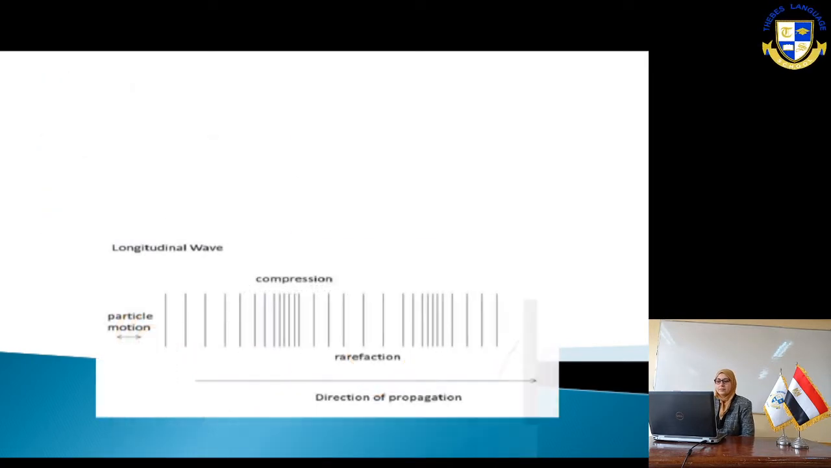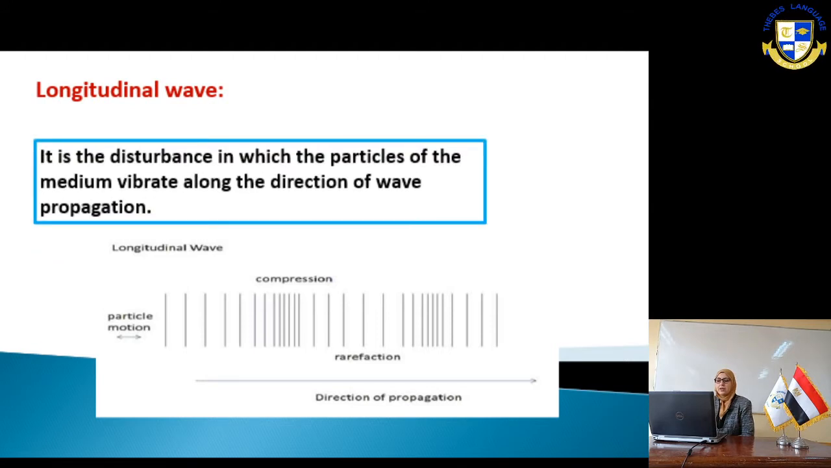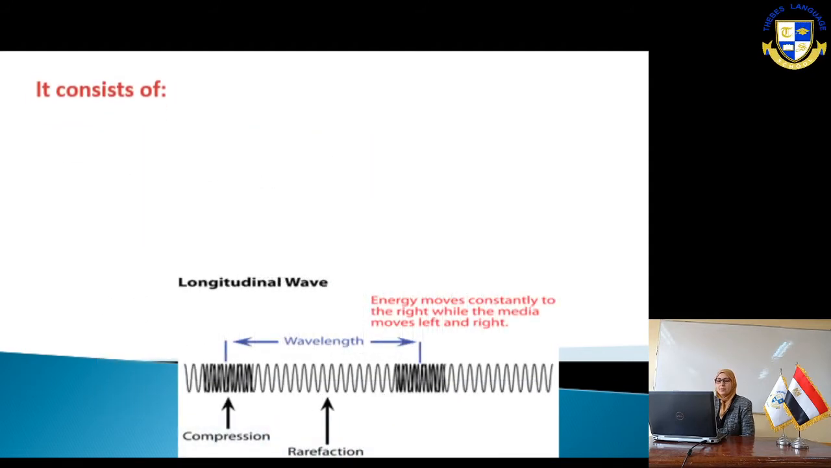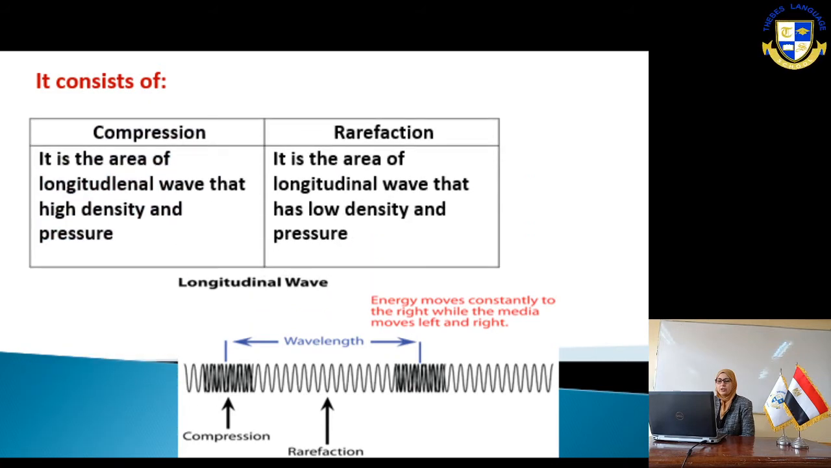Slide number 7. Longitudinal wave. It is a disturbance in which a particle of the medium vibrates along the direction of the wave propagation. So here in the longitudinal wave, we can see compression and rarefaction. Slide number 8. What's meant by compression and what's meant by rarefaction? Compression is the area of the longitudinal wave that has high density and pressure. Rarefaction is the area of the longitudinal wave that has low density and pressure. So here we can see compression, the area of the longitudinal wave with high density, and rarefaction with low density.